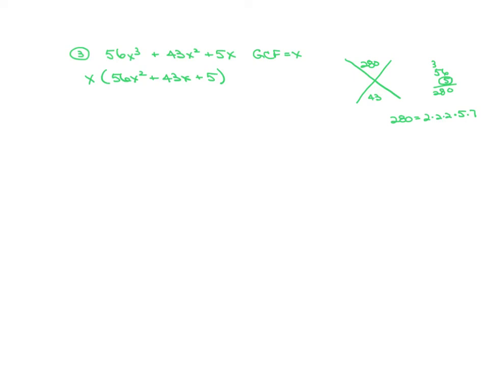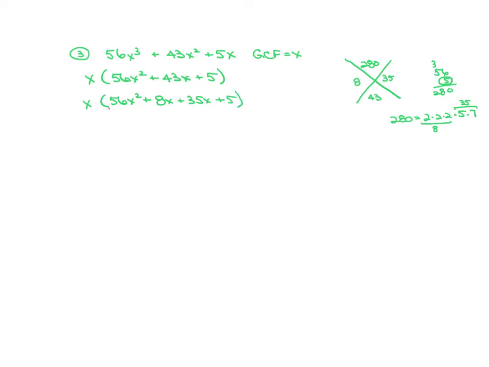I have an 8, let's see, and a 35. Oh, okay, that does it. Sometimes I don't get it on the first time. Well, yeah, that works. I might have tried 10 and 28. That doesn't work. So I just do different combinations of the prime factorization. I stumbled on it right away. So 8 and 35. All right, so I can split my middle term, and it gets split into 8x plus 35x plus 5.